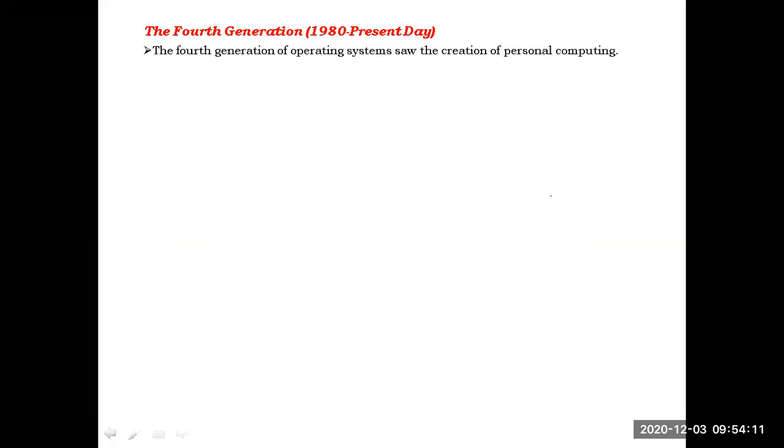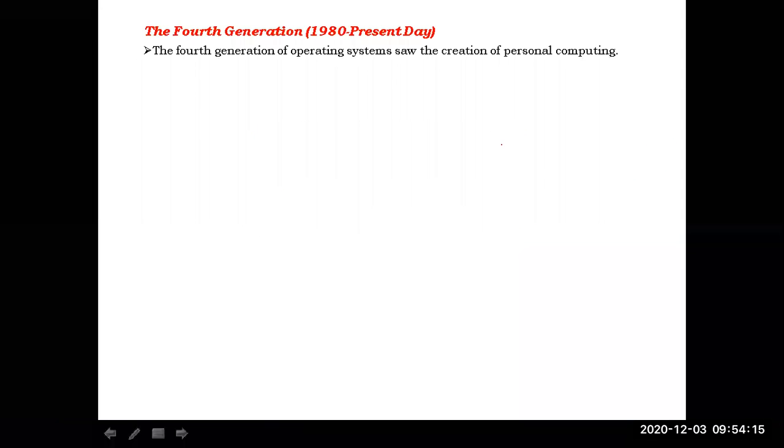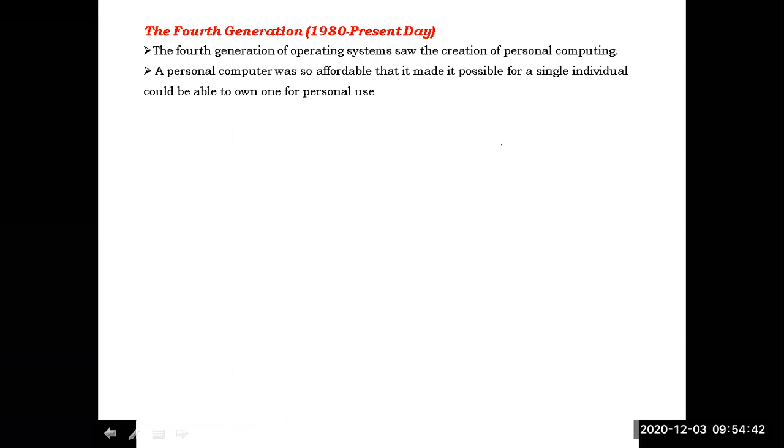When we come to the fourth generation, personal computers were developed. That means handheld devices. In the fourth generation, mobiles and laptops were developed. The fourth generation of OS saw the creation of personal computing. That means ordinary people were also able to use computers.